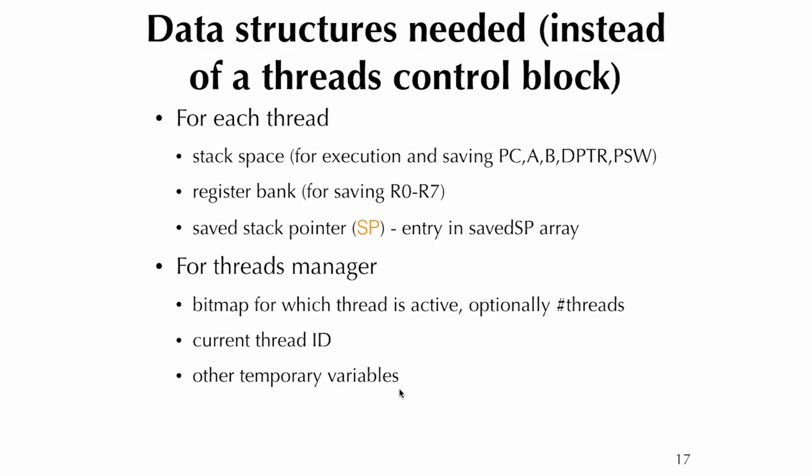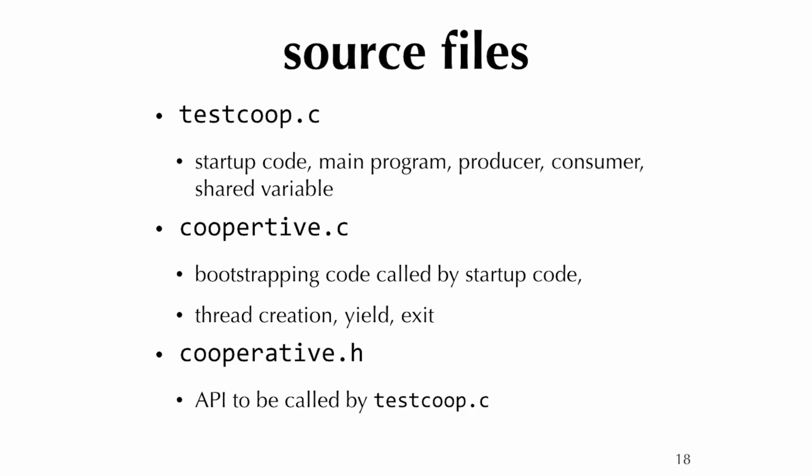Okay, and there may be a few other temporary variables, maybe for the purpose of doing scheduling and other things. So what I did is I actually already implemented this, and I organized it as 3 source files. One is test coop. That's for the testing of the cooperative threads. It has the startup code, the main program, producer, consumer, and also the variables. There's cooperative.h and cooperative.c. The .h is the header file.